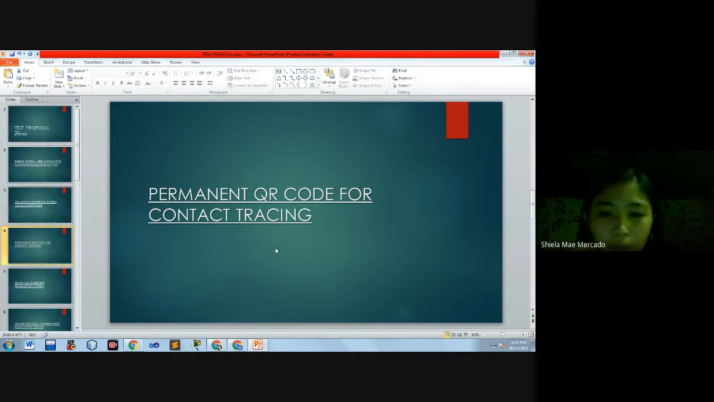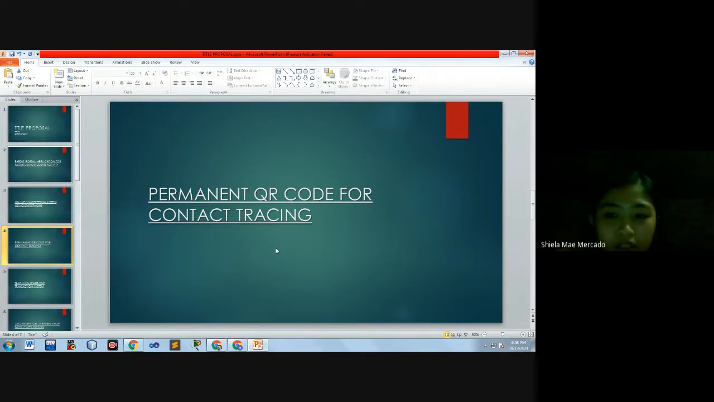Also, I have come up with the idea of a system where people have their permanent QR code that contains their personal information, which they can save. Instead of us scanning, the customers will be the ones to scan the QR code.